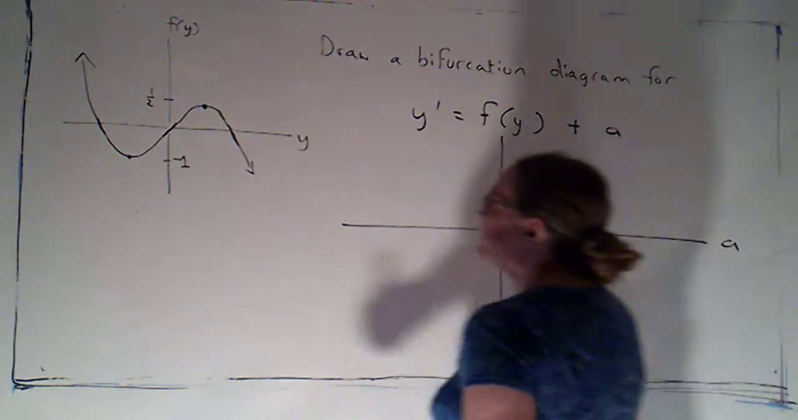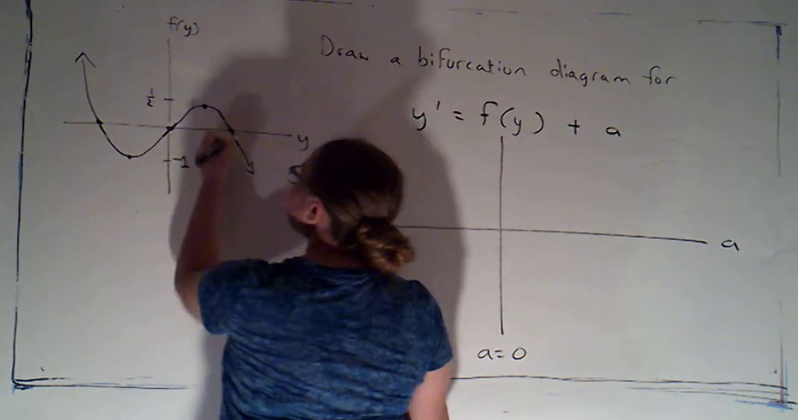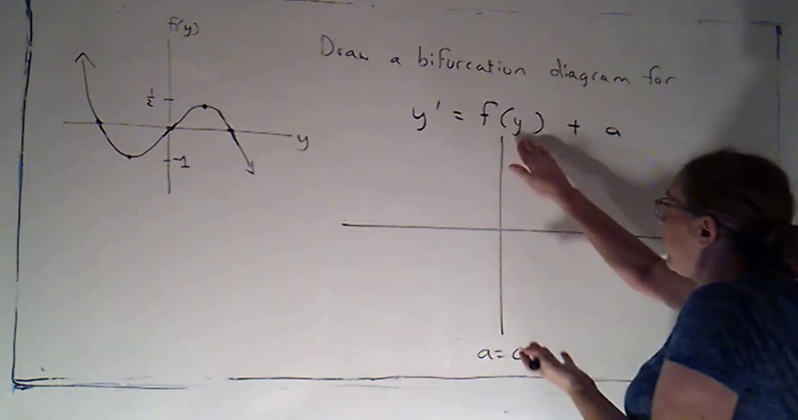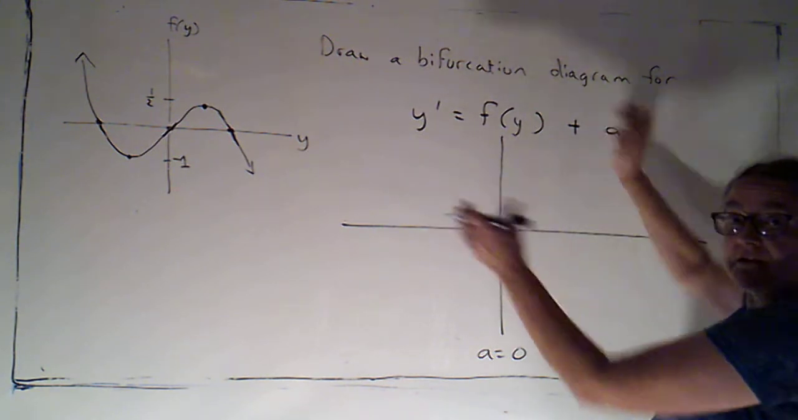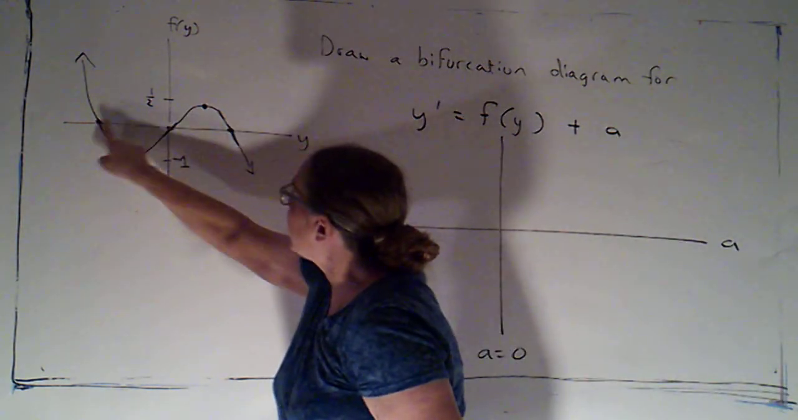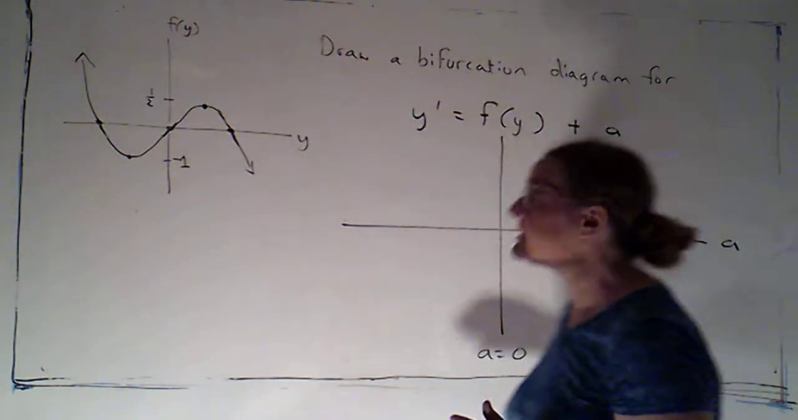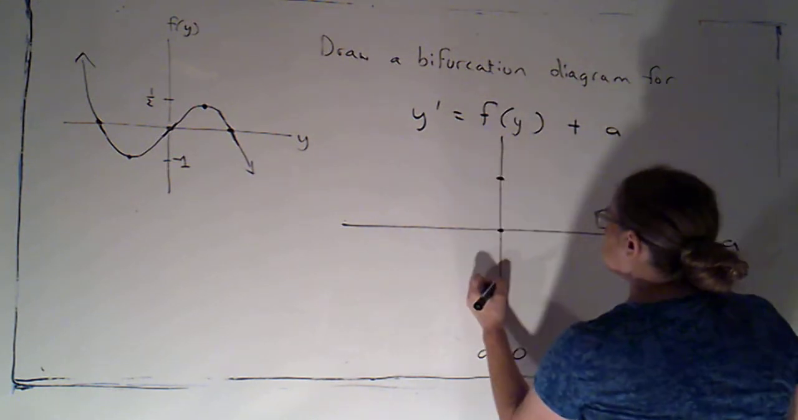Okay. So the first thing to notice is that there are 3 places where f of y is 0. But since, if a is 0, f of y is equal to y prime, when y prime is 0, that's my equilibrium solution. So I've got one at a negative y value, one at 0, and one at a positive y value. And it looks like those are roughly evenly spaced.